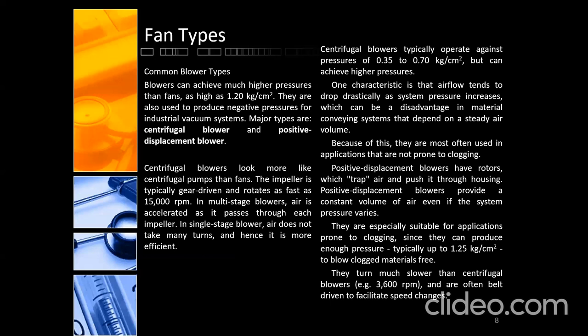So next is the positive displacement blower. They have rotors which trap air and push it through the housing. Positive displacement blowers provide a constant volume of air even if the system pressure varies. They are especially suitable for applications prone to clogging. They can produce enough pressure, typically up to 1.25 kg per square centimeter, to blow clogged material free. They turn much slower than centrifugal blowers, at 3,600 rpm, and are open belt driven to facilitate speed changing.